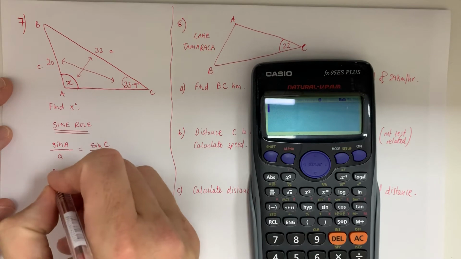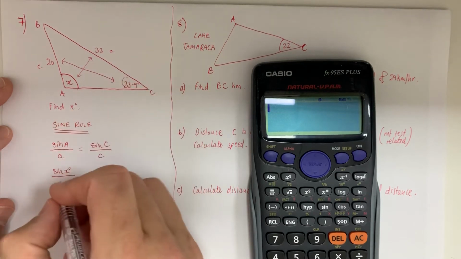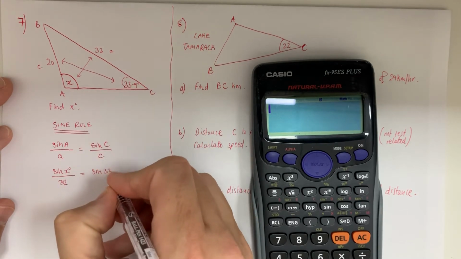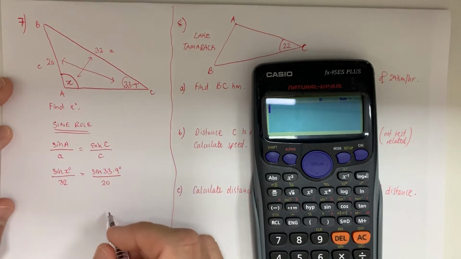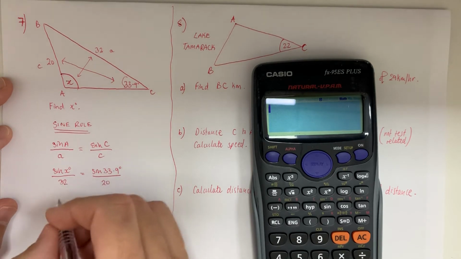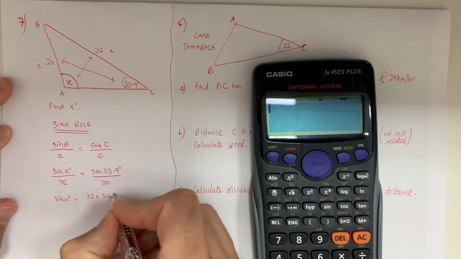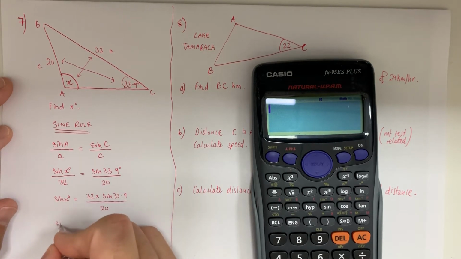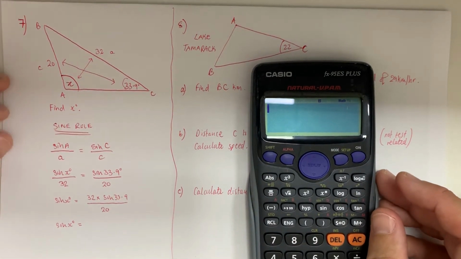Right, substituting what we know, sine x, because the angle A is x, over side a, which is 32, is equal to sine 33.9 divided by c, which is 20. So then it just comes down to your algebra skills. So this is divide by 32, so when it moves over it becomes multiply. So sine x is equal to 32 multiplied by sine 33.9 over 20.